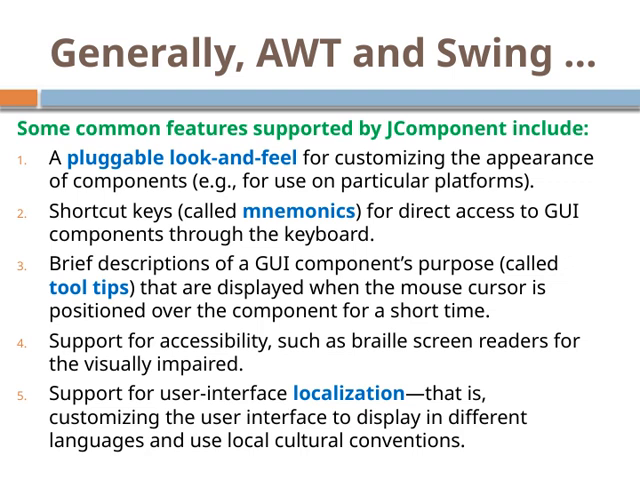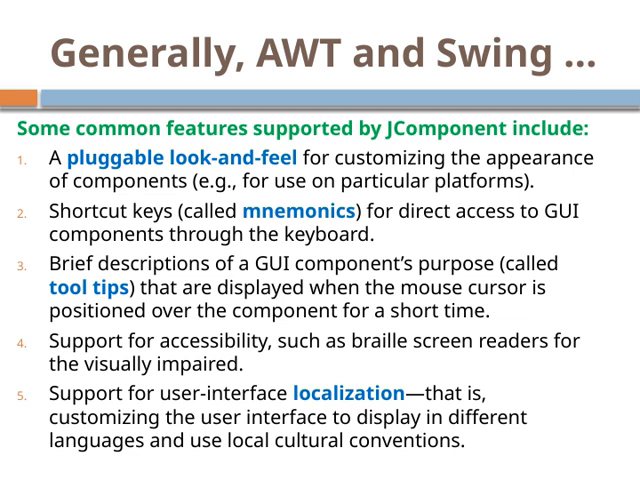When working with JComponent, there are some common features that really enhance the user experience. One key feature is the pluggable look and feel, which allows you to customize the appearance of your components to match different platforms or themes. This helps make your application look consistent and professional across various environments. Another important aspect is shortcut keys, often called mnemonics. These enable users to access GUI components directly through the keyboard, making navigation quicker and more accessible.